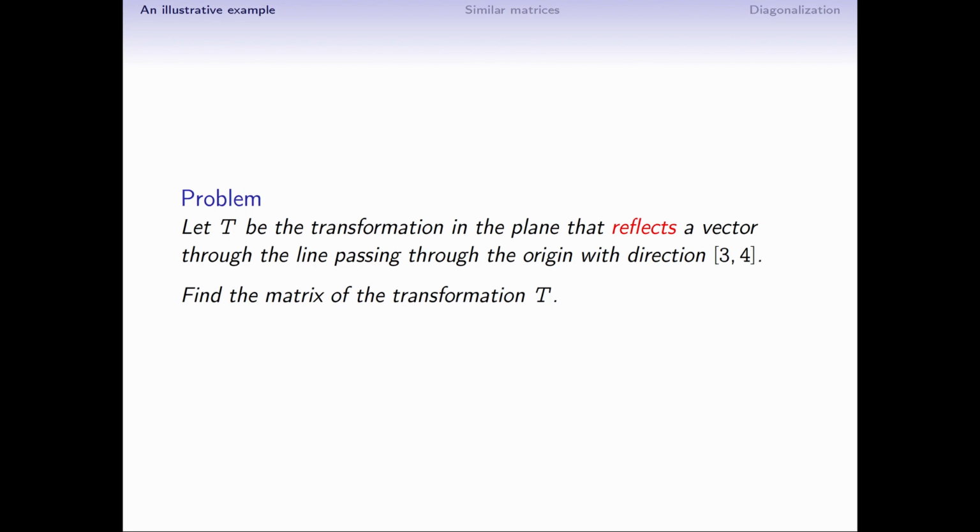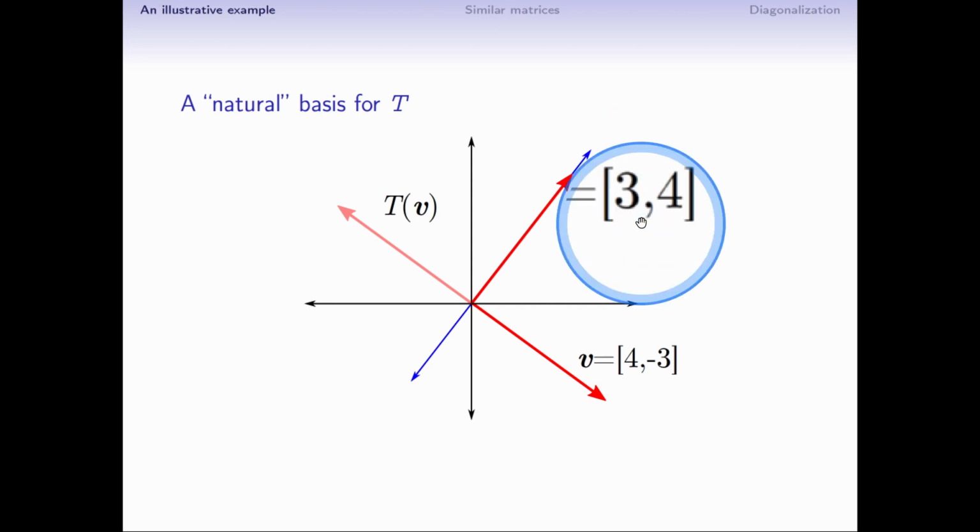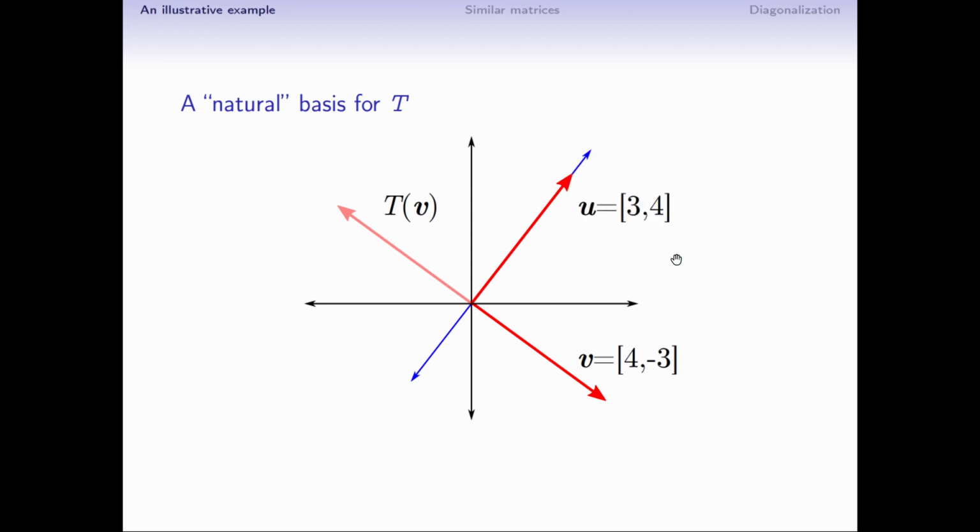Now the key idea here is to think about the transformation T acting on a more natural basis, a basis which is in a sense tuned to the transformation T. Now remember that our line is the line through the origin with direction vector 3, 4. And I'm going to let one of my basis vectors be the vector 3, 4, in other words, a vector that is on the line. The other vector I'm going to pick is the vector 4, -3. So these are the vectors u and v, and together they form a basis for R2.